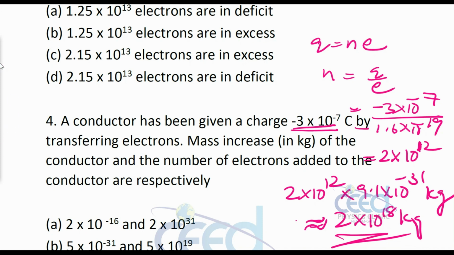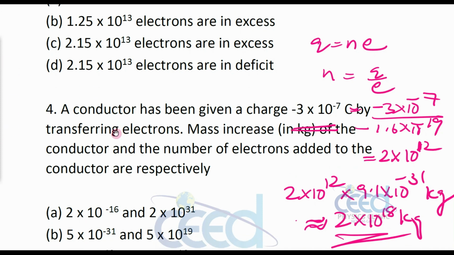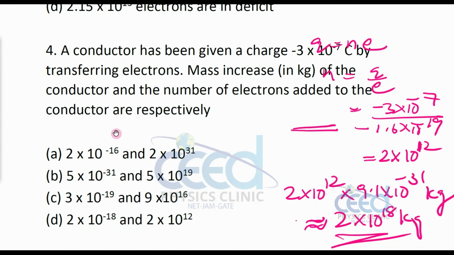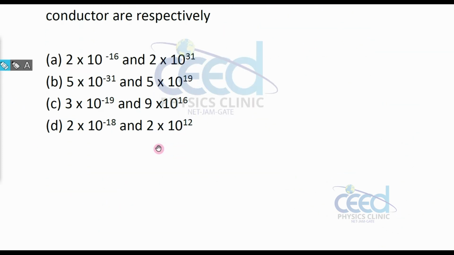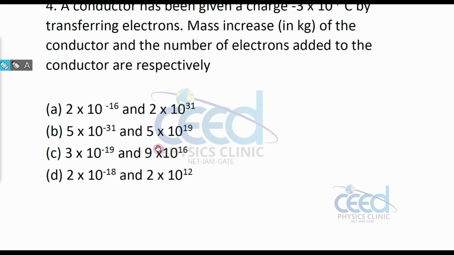So here we have 2 into 10 raised to minus 18, since this is 10 raised to minus 31. So 2 into 10 raised to minus 18 kg and 2 into 10 raised to 12 electrons. So D is the option. Alright, so this is all about this session. In the next section we will start with Coulomb's law. Alright, thank you.